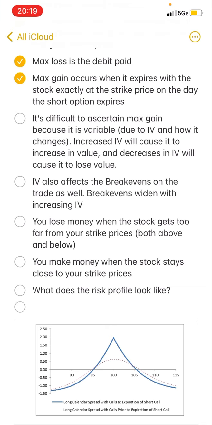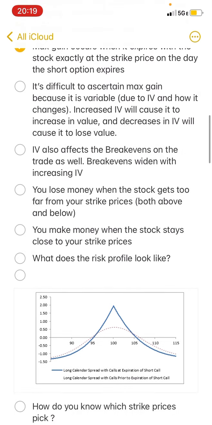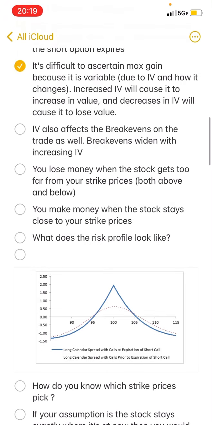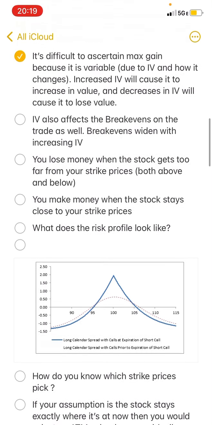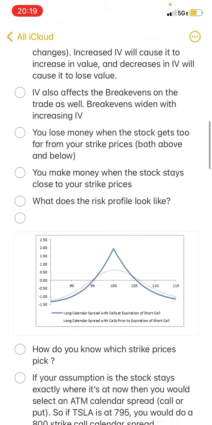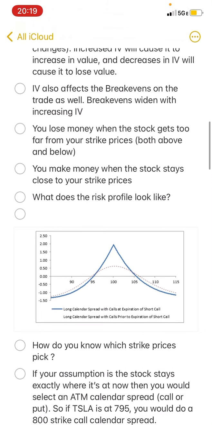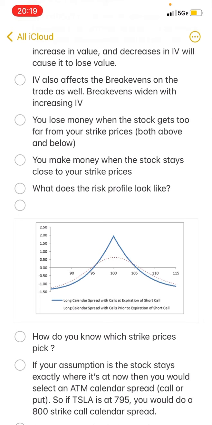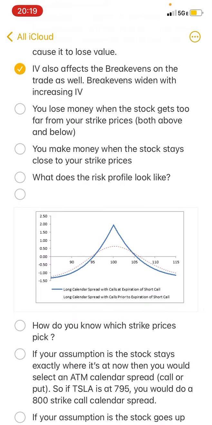So IV really affects the pricing of these calendar spreads. IV is something you always need to be aware of, I think, no matter what kind of options trading you're doing, but especially with calendar spreads, because it does greatly affect the pricing of your options. So, something else to be aware of and keep track of. I kind of already went over this: it's difficult to ascertain the max gain because it is variable due to IV and how it changes. Increased IV will cause it to increase in value, and decreases in IV will cause it to lose value. And IV also affects the break-evens on the trade as well.